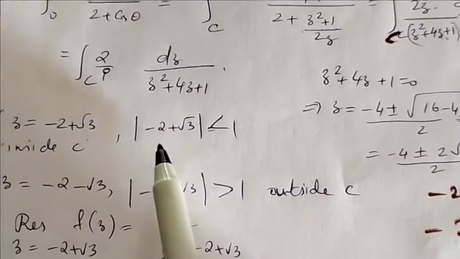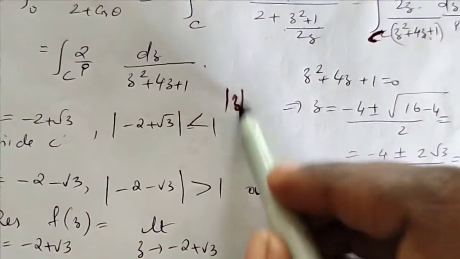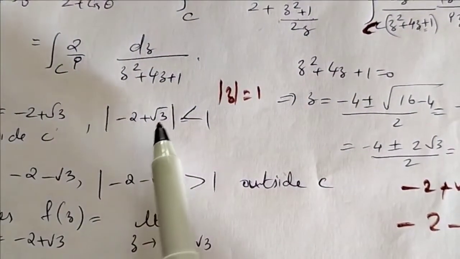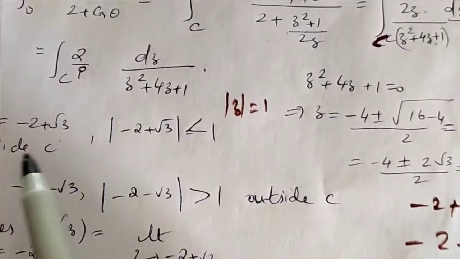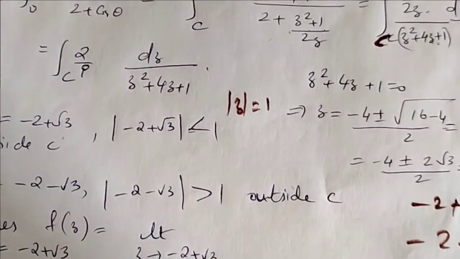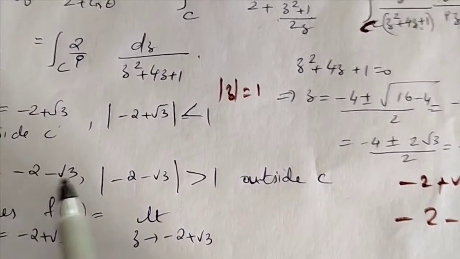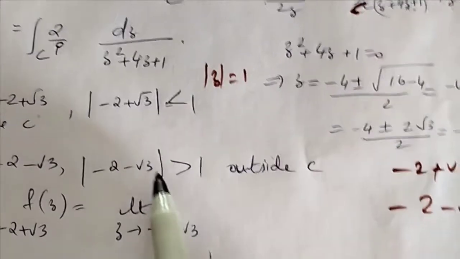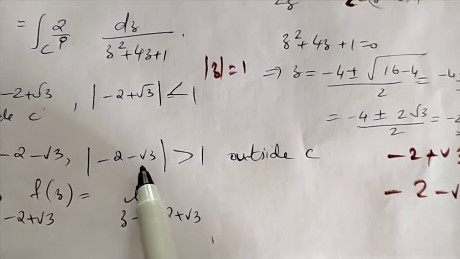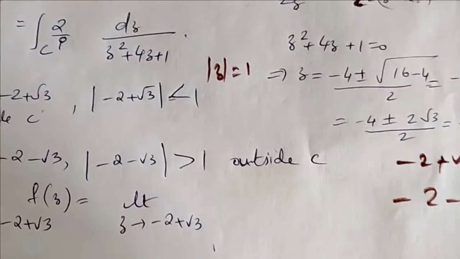So we have to check whether these points lie inside C or outside C. The circle is mod z is 1. So modulus of minus 2 plus root 3, is it less than 1? Yes, it is less than 1. So this point lies inside. But minus 2 minus root 3 will be greater than 1. Root 3 is 1 point something, so minus 2 minus root 3 is greater than 1. So it is outside C.